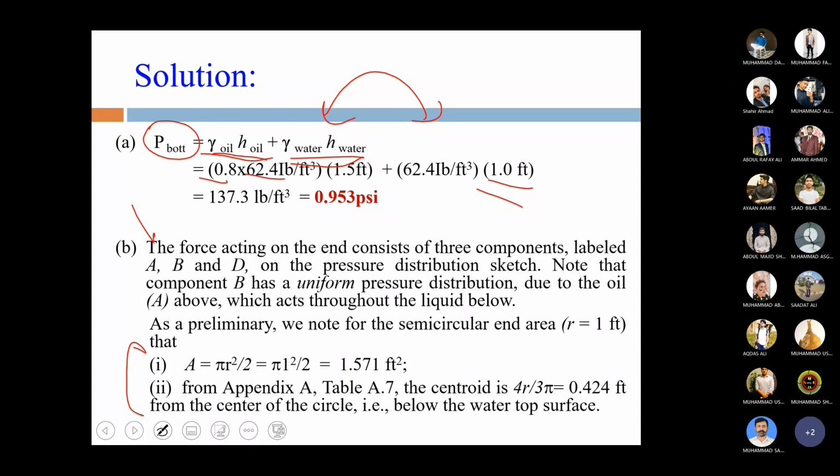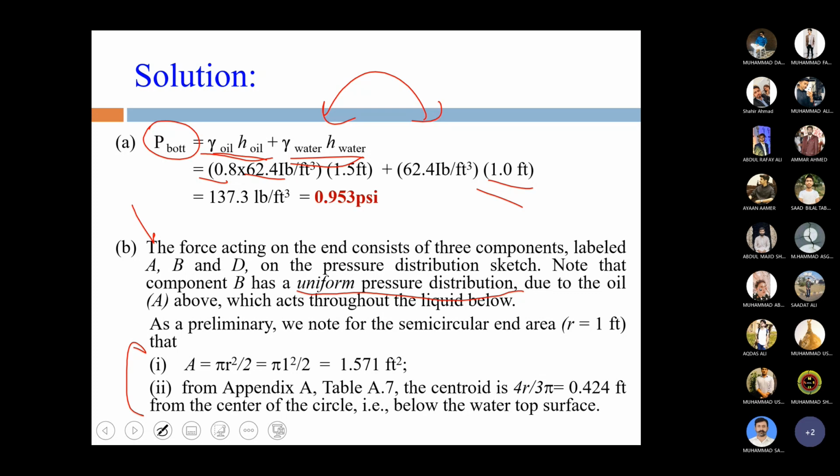The force acting on the end consists of three components labeled as A, B, and D on the pressure distribution sketch. Note that the component B has a uniform pressure distribution. And what is the reason? I have already told you. Due to the oil A above, which acts throughout the liquid below.